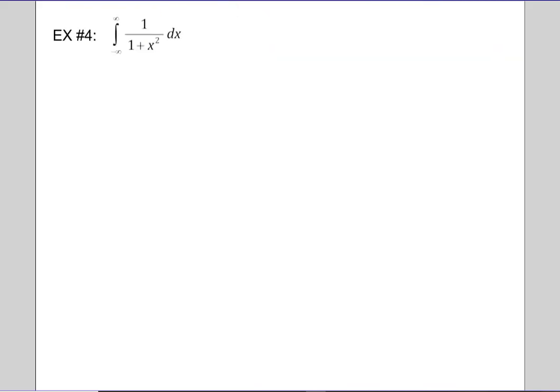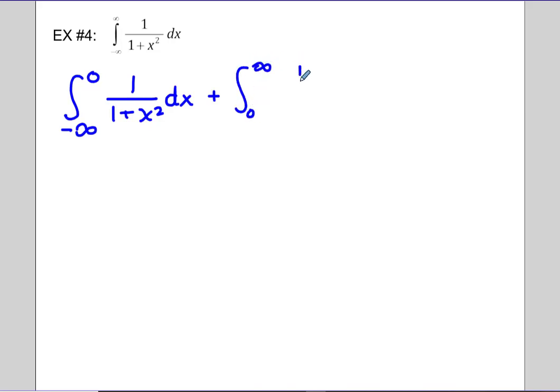In example 4, we have infinity at the bottom and the top. So this is example number 3 on our table. So we've got to break it up into 2 parts. Let's break it up from negative infinity to 0 of 1 over 1 plus x squared, and then from 0 to infinity of 1 over 1 plus x squared. So we're going to rewrite the improper integral to be 2 integrals, and then we'll consider the limit as, we can pick some number, let's say we pick a goes to negative infinity.